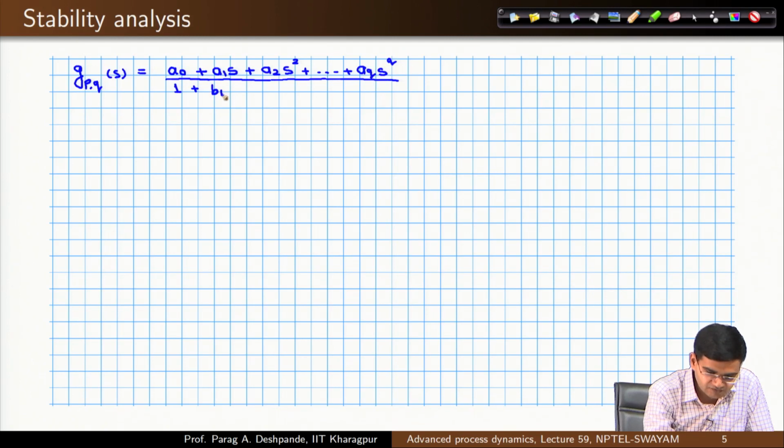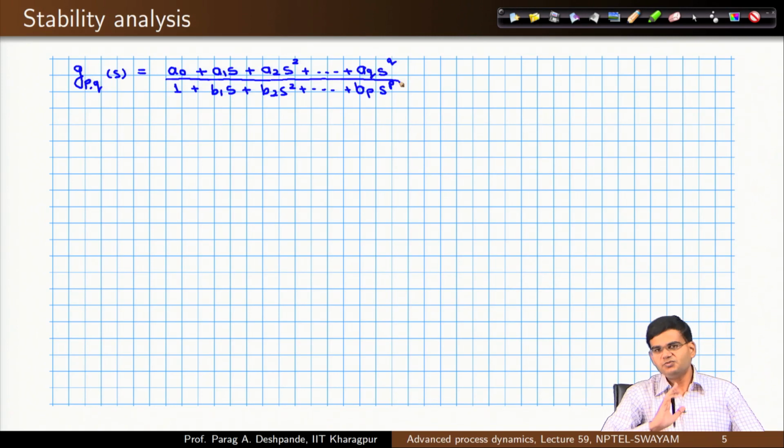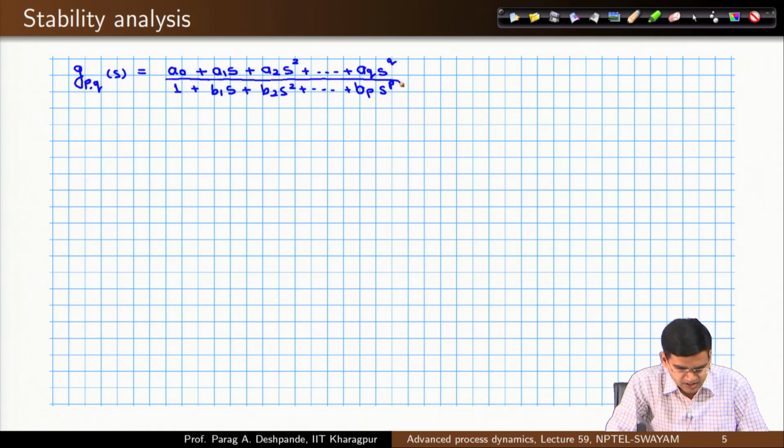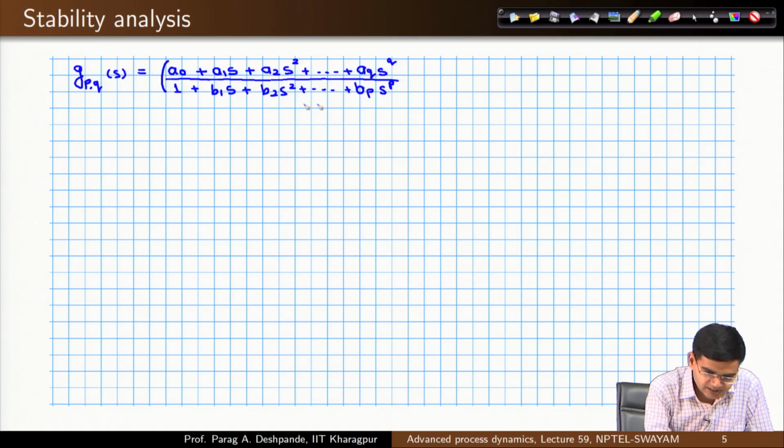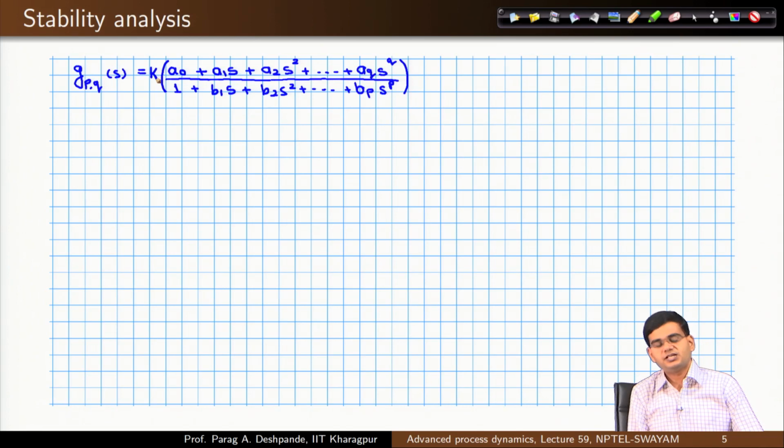So, b 1 s plus b 2 s squared plus up to b p s to the power p. Okay. So, this I am considering the most general case. Now, if this be the case, I would like to know the dynamical response, and the input itself has to be bounded. So, therefore, let us take the case of a step input. One thing which I have forgotten is that I need to multiply it with the static gain k. So, this is my general transfer function.